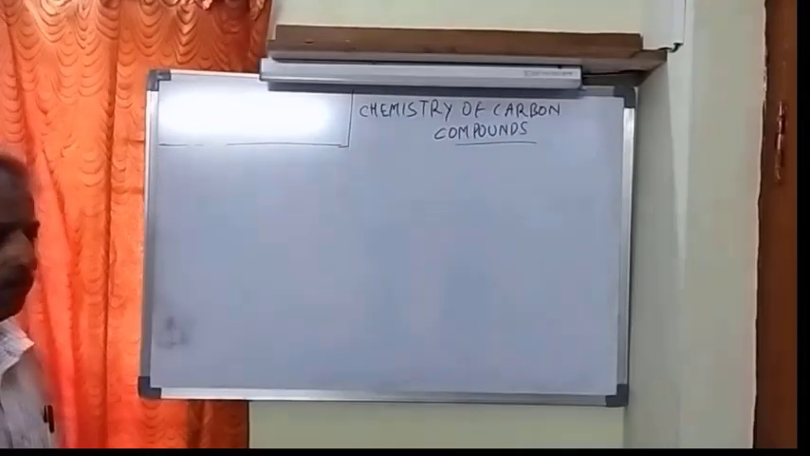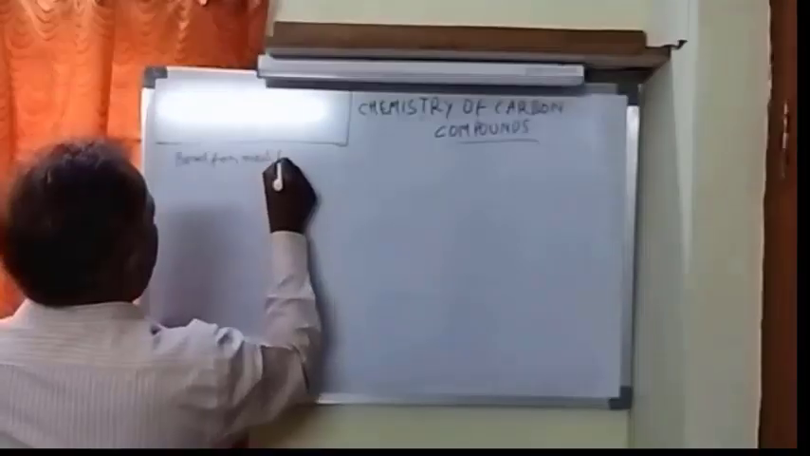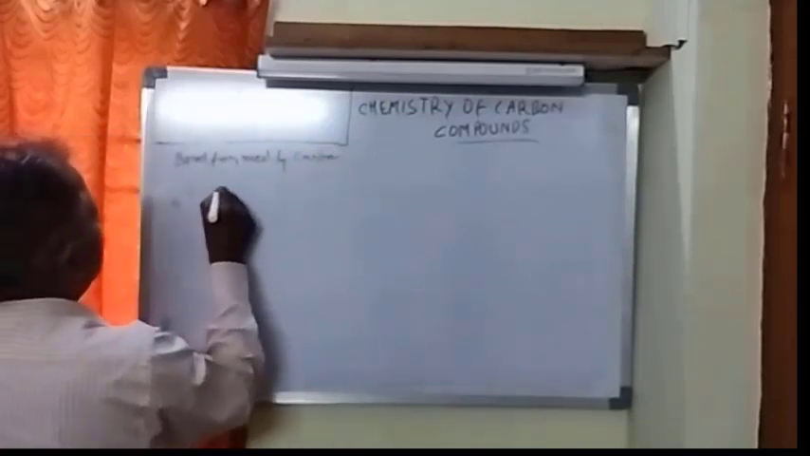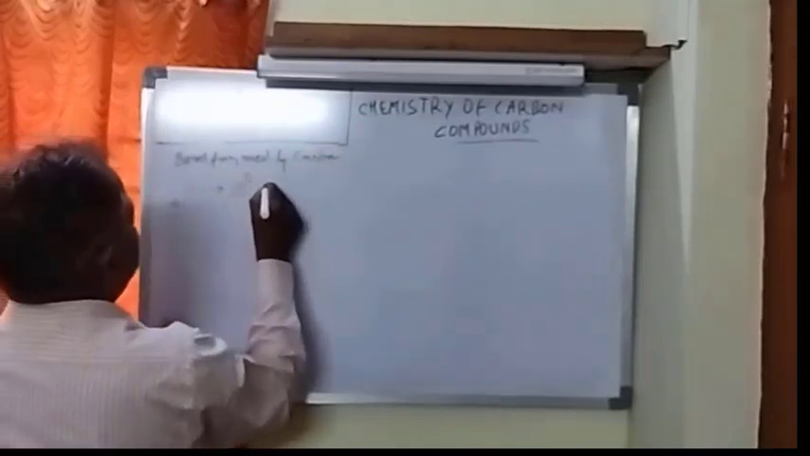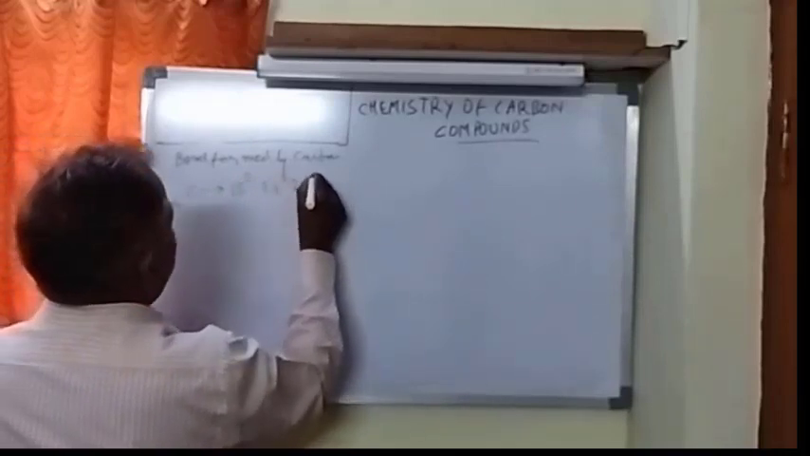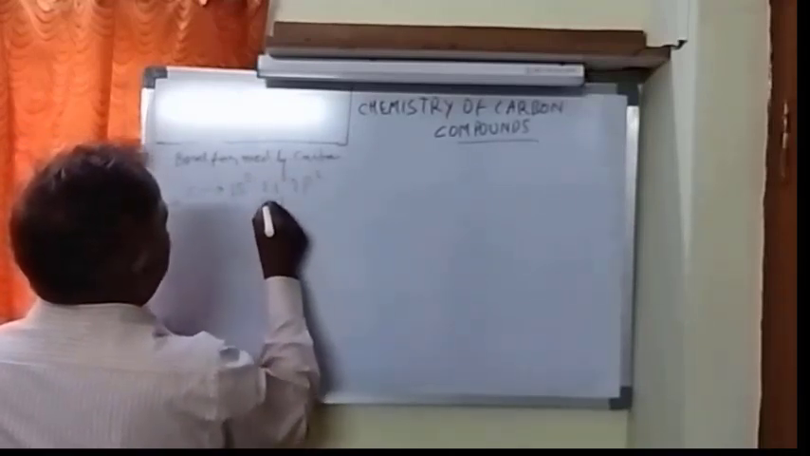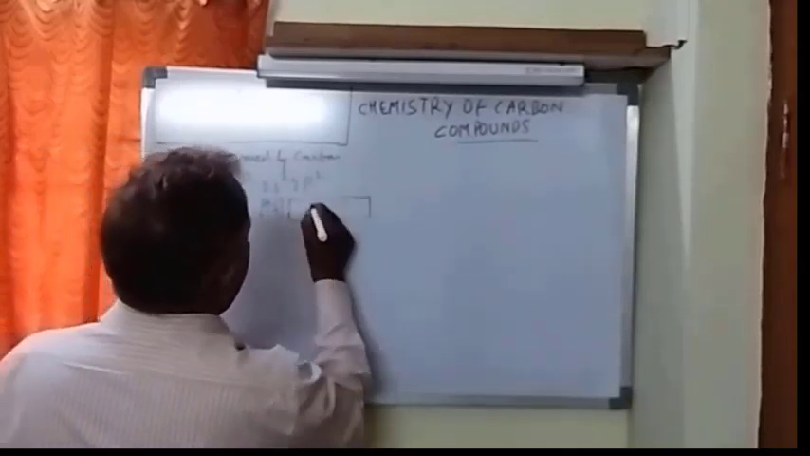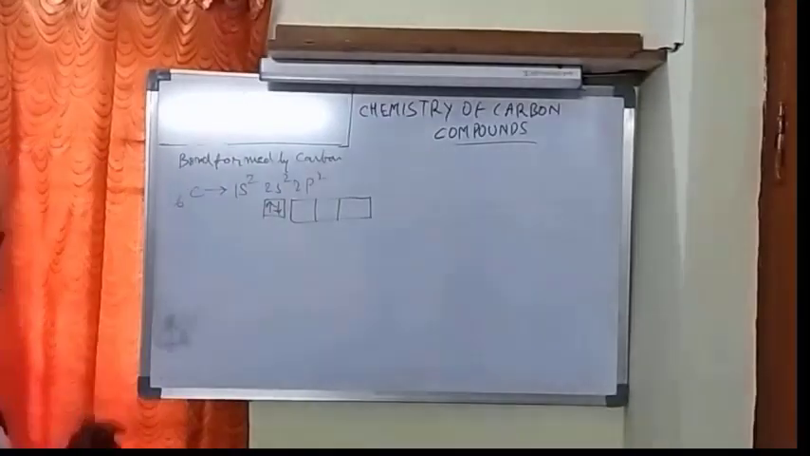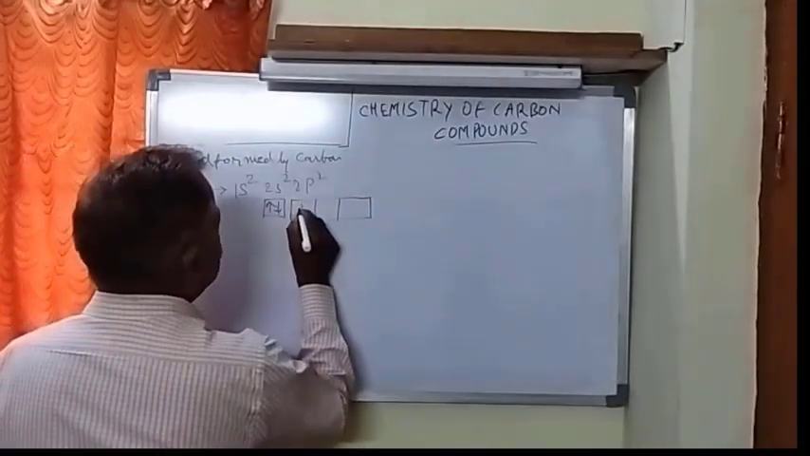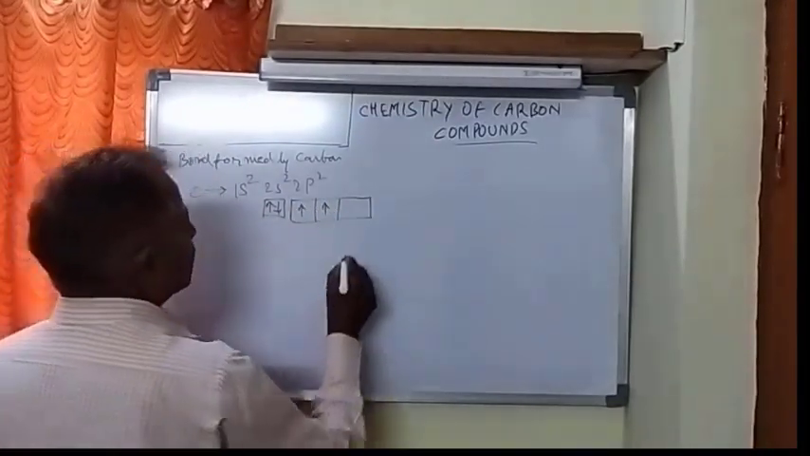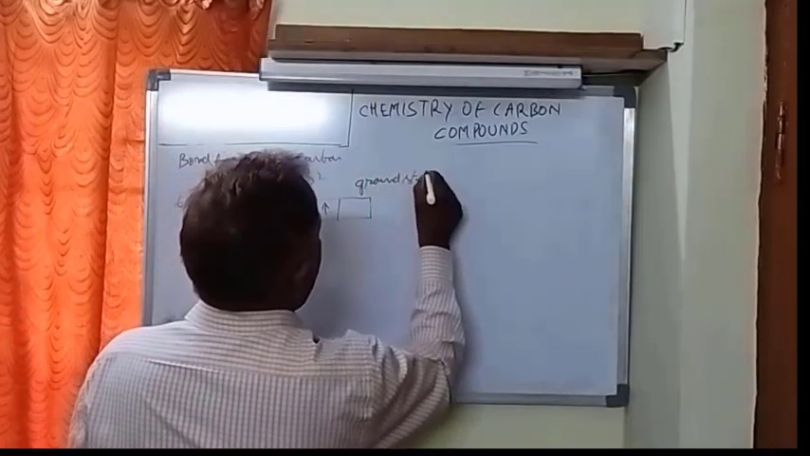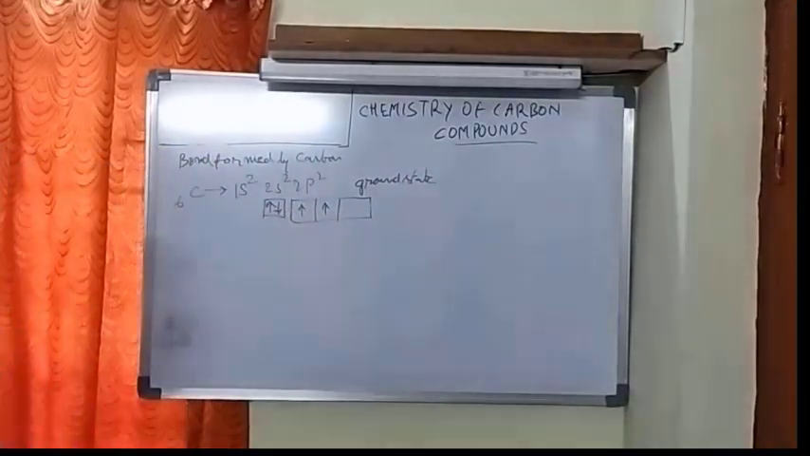Now let us see the bonds formed by carbon. Carbon, with atomic number 6, has the configuration 1s2, 2s2, 2p2. So the electron picture for this is a lone pair of electrons, and of course since only 2 electrons are there in p, as per Hund's rule, 2 orbitals are filled with electrons. This is known as the ground state. Ground state means before taking energy.